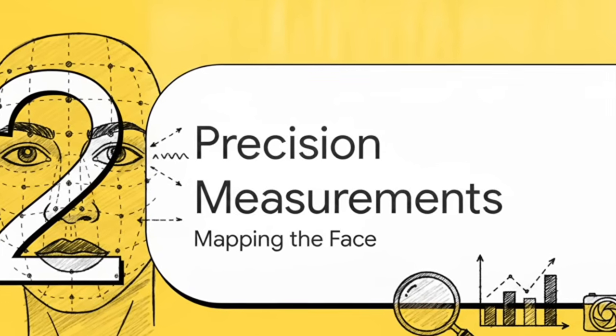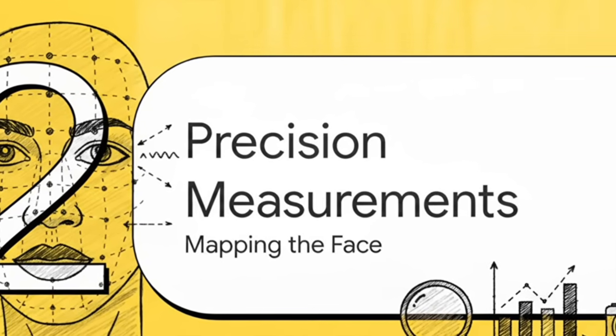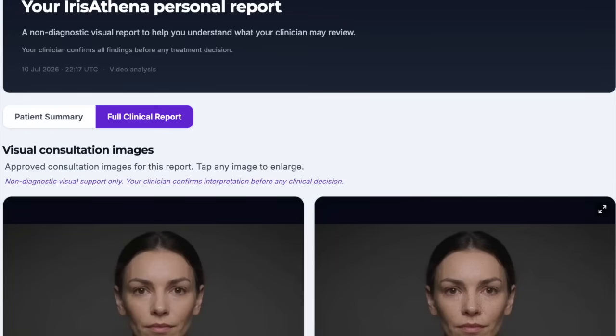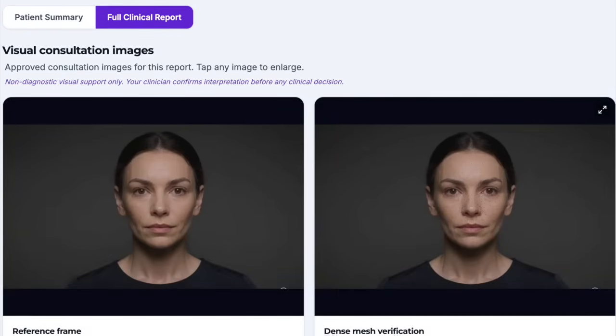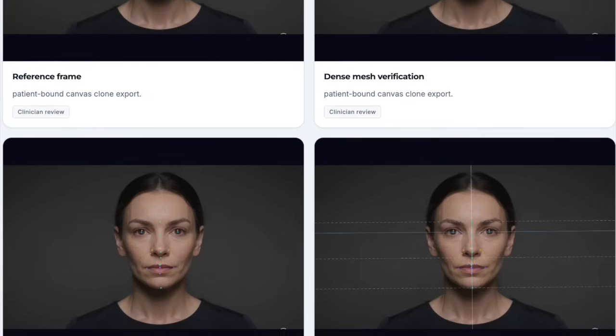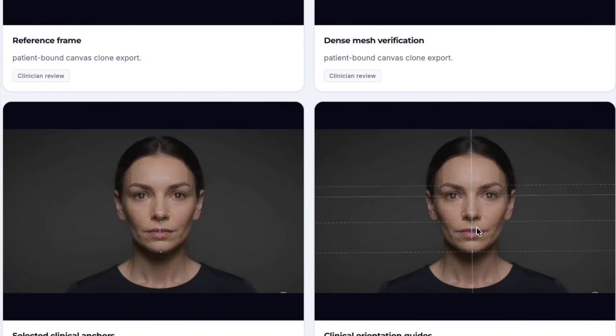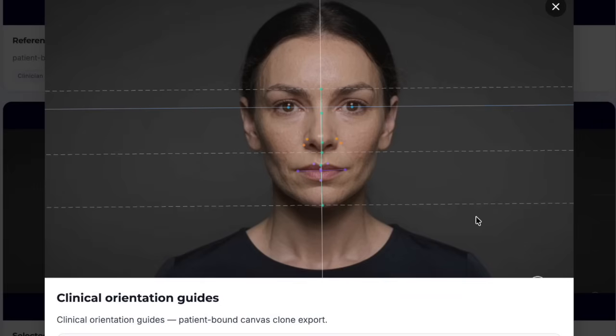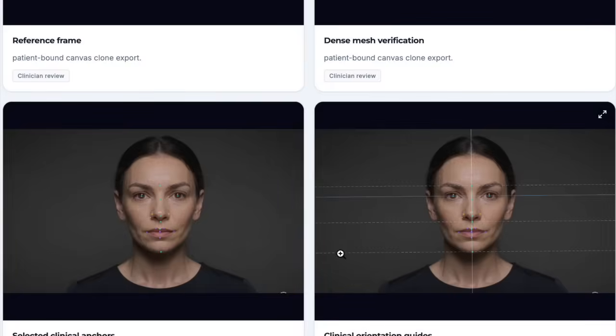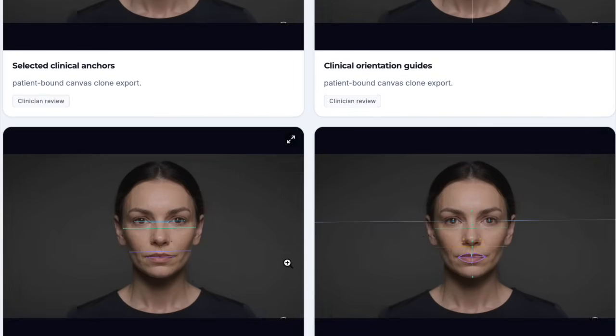IrisAthena's intelligence layer begins by mapping precise facial boundaries. It isolates quantitative metrics, like the exact millimeter ratio between the upper and lower lip. But generating dozens of raw measurements creates data overload. A busy physician doesn't have time to manually cross-reference a 45-millimeter mouth width against standard population ranges.